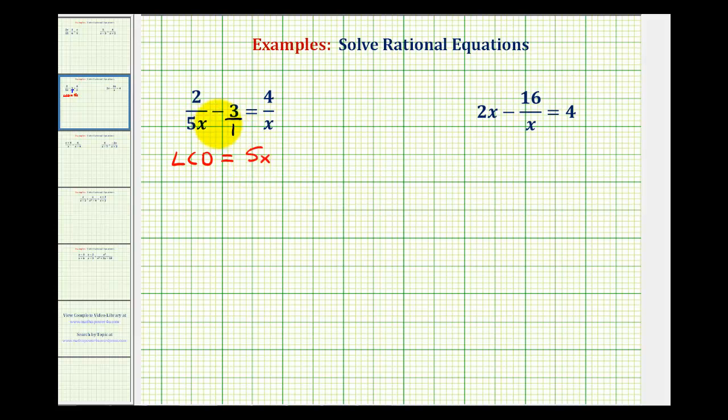If we multiply both sides of the equation or each term by 5x, it will eliminate the fractions and then we can solve the equation. So we'll first rewrite the equation. 2 over 5x minus 3 over 1 equals 4 over x. Then again we're going to multiply both sides of the equation or each term by 5x or 5x over 1.